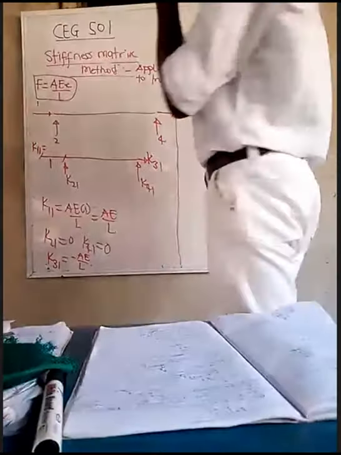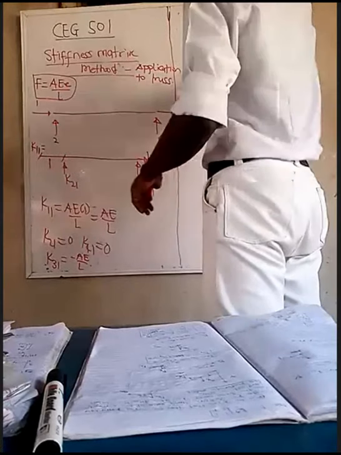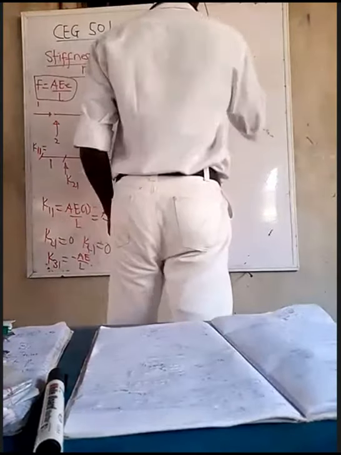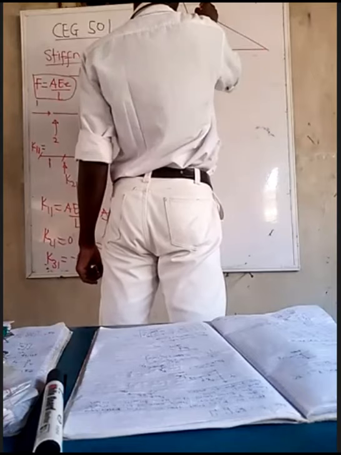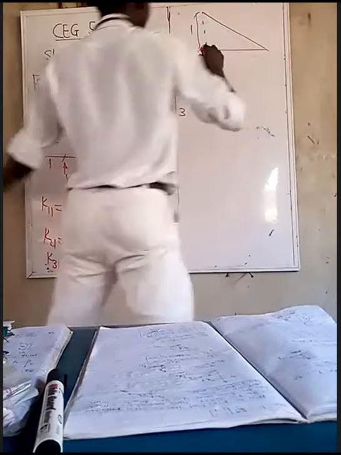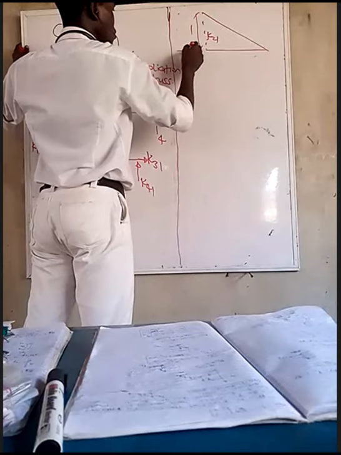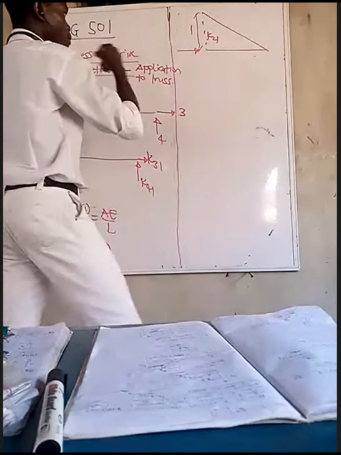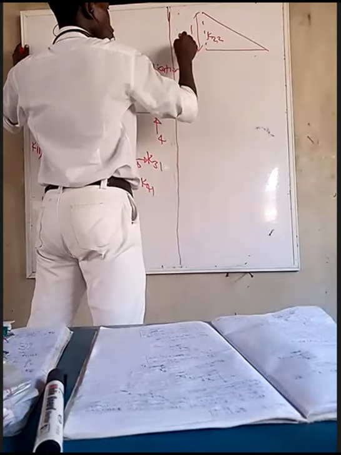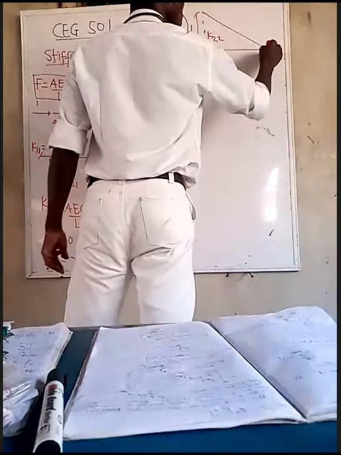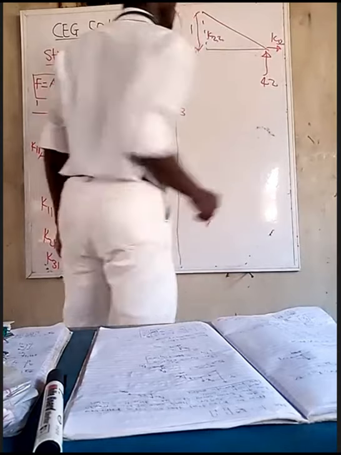Okay, so let's say we are applying a unit displacement in direction two. So we have something like this. This will be K12, K22, K42, and K32, that is, the forces due to displacement 2.